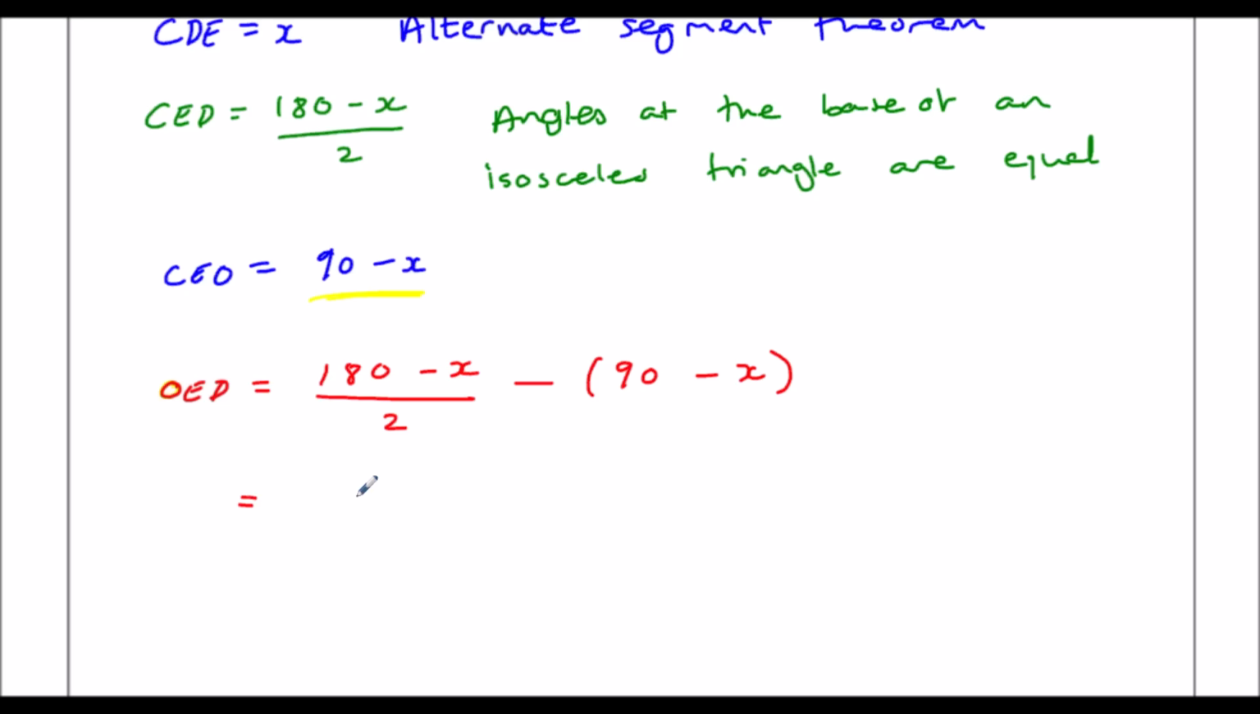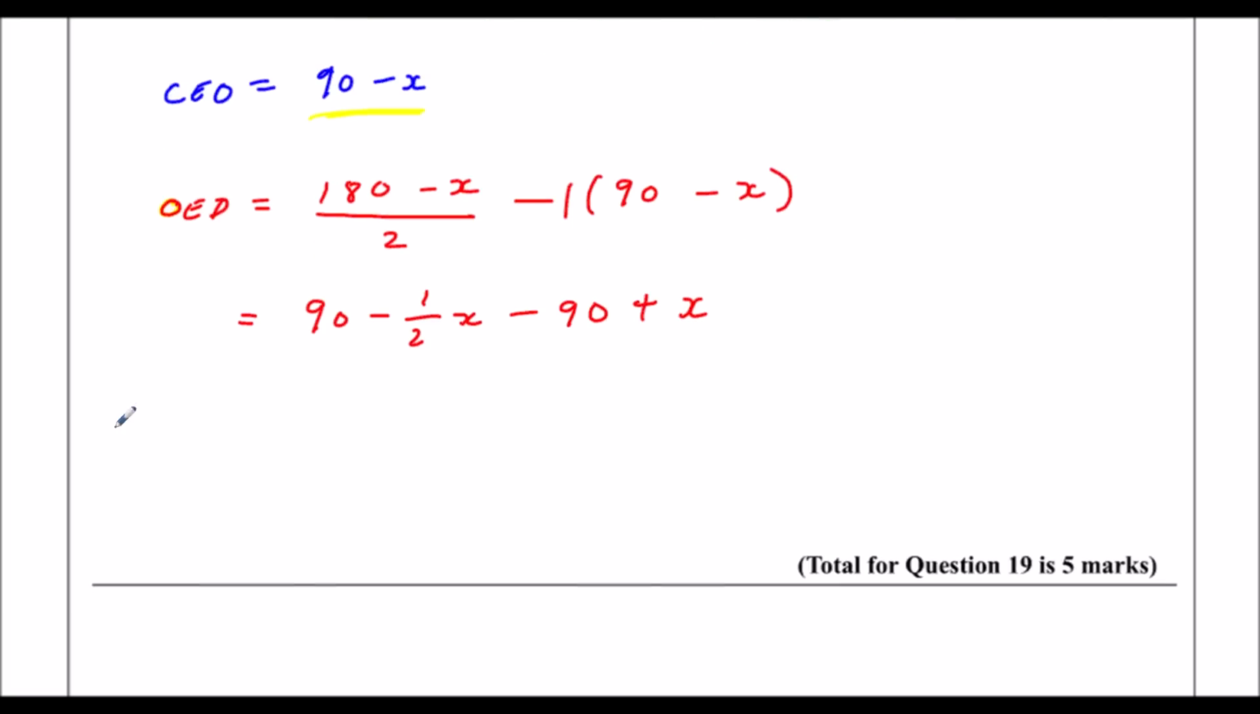So simplifying this, we've got 180 minus x all over 2. 180 over 2 is 90. And x over 2 is half of an x. I'll put half x. Now expanding this bracket, we're taking away 90 and taking away negative x. We can think of this as having a negative 1 here and expanding the bracket. So negative 1 times 90 is negative 90. And negative 1 times negative x, a negative times a negative is a positive, and 1 times x is just x. So we've got 90 take away 90, that's gone. And we've got half x plus 1x, and that's just one and a half x.